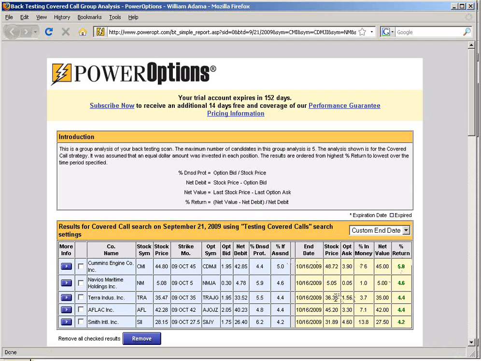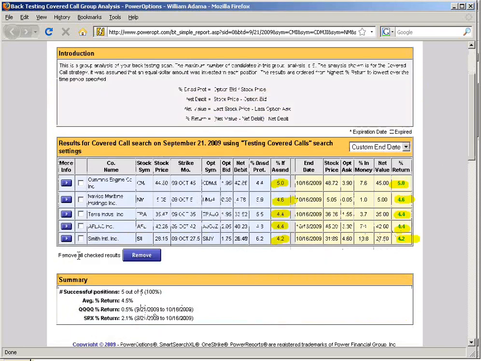And again, this one actually looks like we had full profit. Cummins, we had a potential 5% return if assigned. We made 5%, 4.6 for Navios, 4.4 maximum, and that's what would have been realized on Terra. Aflac, 4.4 and 4.4, and Smith at 4.2 and 4.2. That's pretty good. We're still doing really well. And again, if we wanted to do the individual analysis, we could do that. We have our computations down here, the average at 4.5%, and so forth.